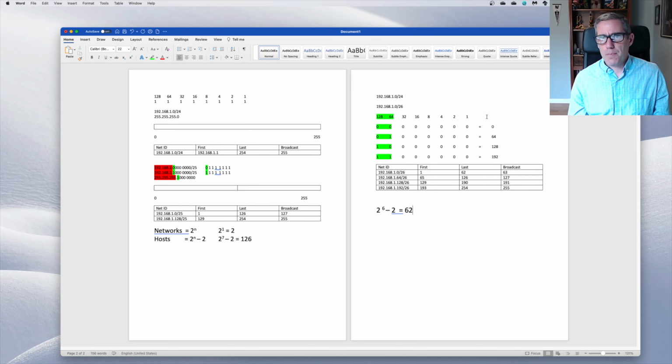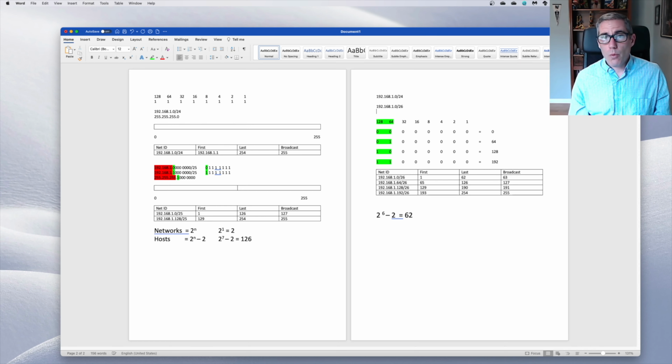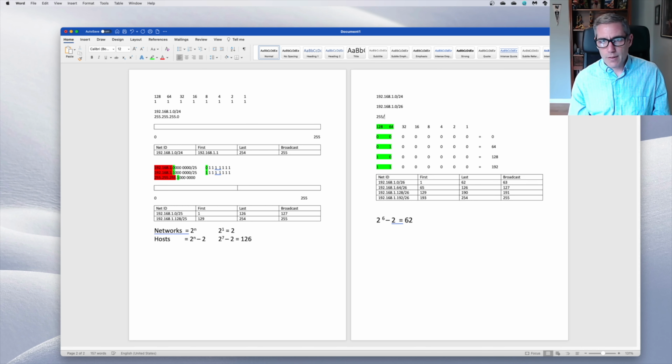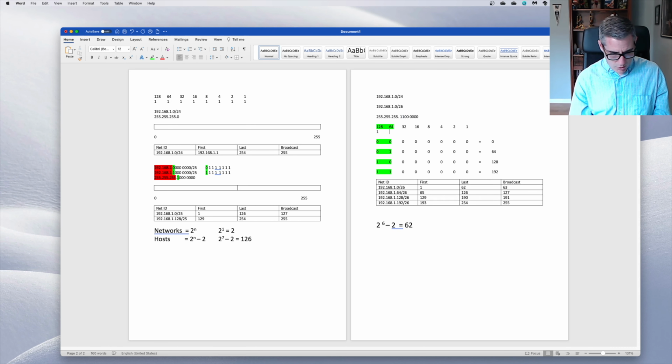But if you look at this, when we say /26, what we're saying is our subnet mask is 255.255.255. In this case, I'll do it in binary first. 11 0 0 0 0 0 0 0. This is our subnet mask. We're saying we have 2 of these bits are for the network. So if we do our subnet mask here, that is 1 1 0 0 0 0 0 0.